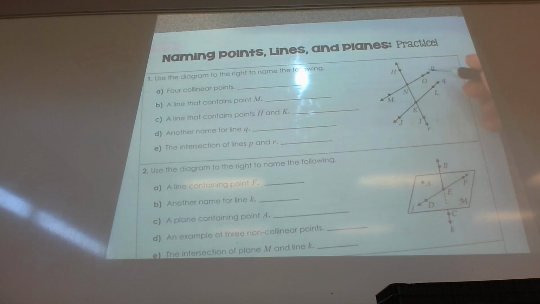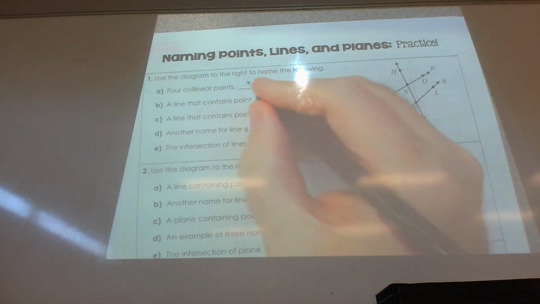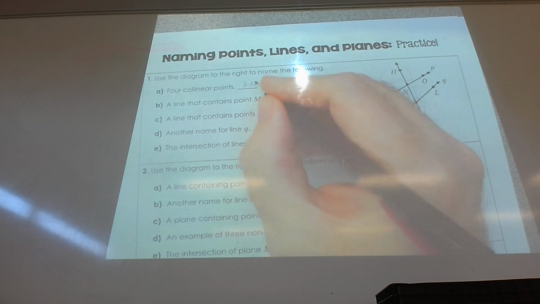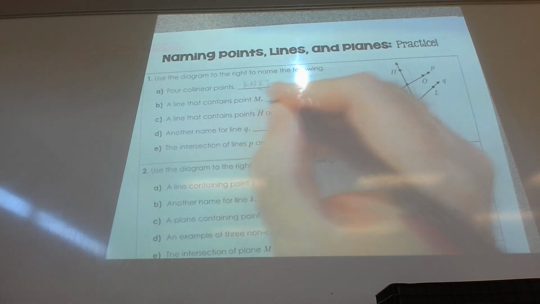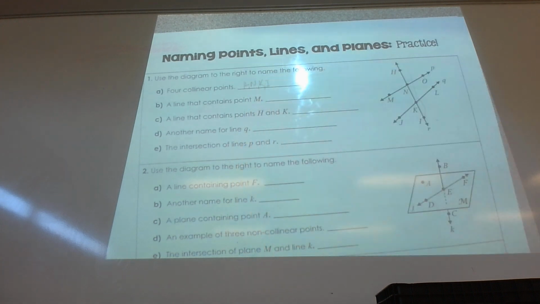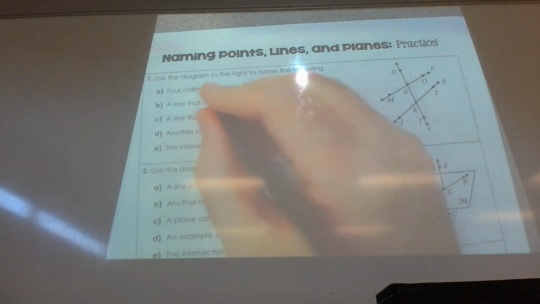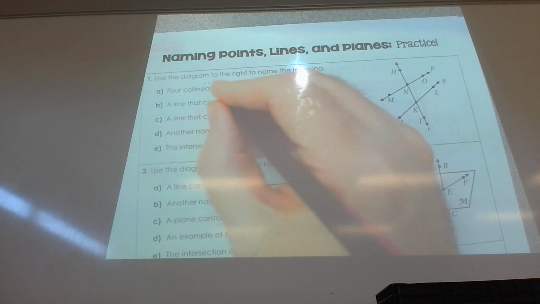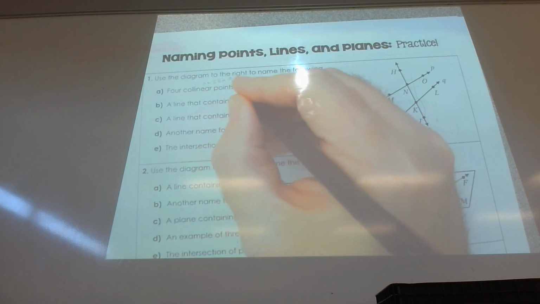Well, this only has 3 points. This only has 3 points. 1, 2, 3, 4. So that's the one we're looking for. So we're just going to go in a row. H, N, K, I. 4 colinear points. Remember, colinear just means on the same line.